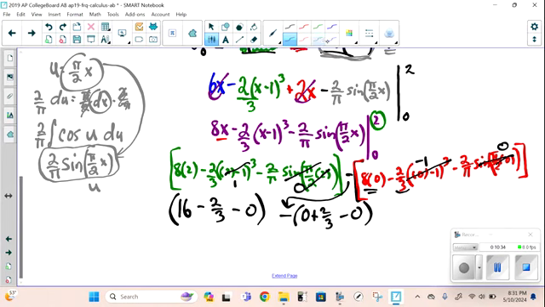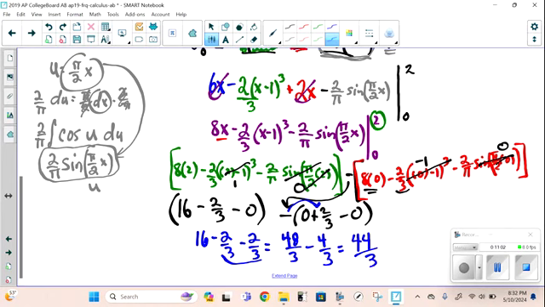So now I have 16 minus 2/3. Distribute this minus another 2/3. Okay, let's write 16 as a fraction with a 3 in the bottom. That's 48 over 3 minus 2/3, and 2/3 is minus 4/3. My goodness, that is 44 over 3. That is the area between the curves.